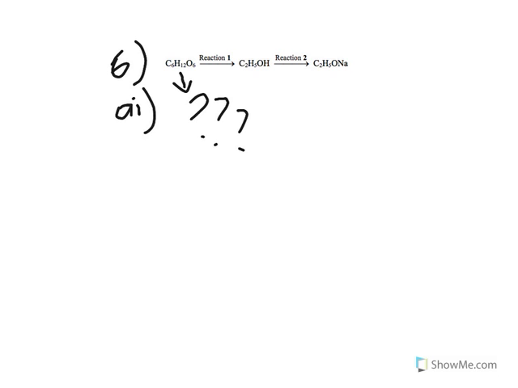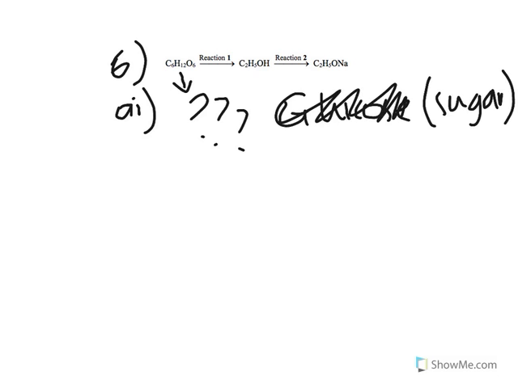Alright, question 6A1. They've shown you the sequence of reactions involving ethanol, and they're asking what type of substance C6H12O6 is. Hopefully you should know this from biology and the fact that you've encountered it so much in high school. C6H12O6 is just glucose, or you can just say sugar.